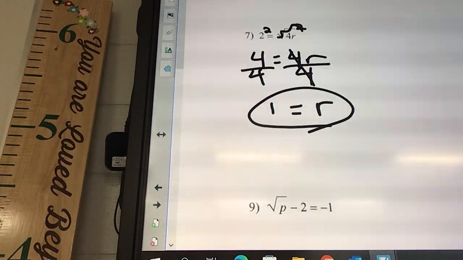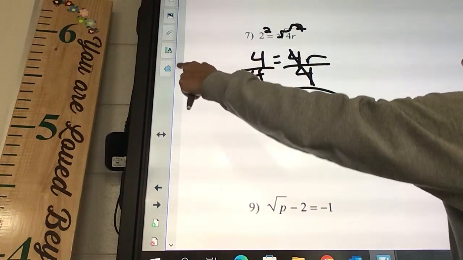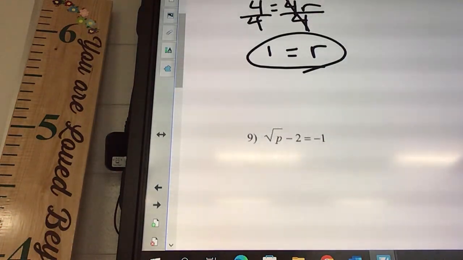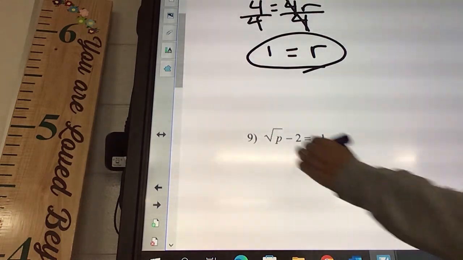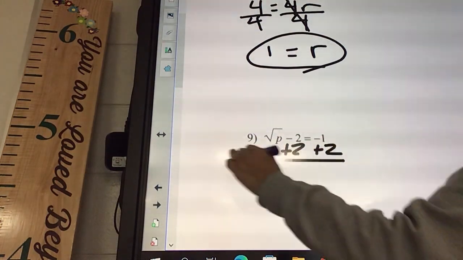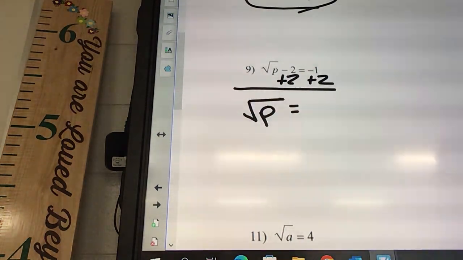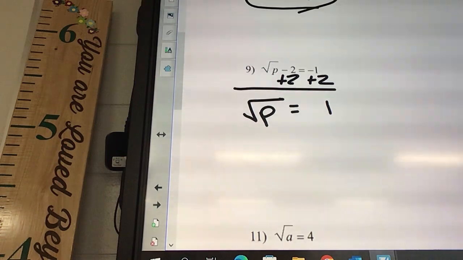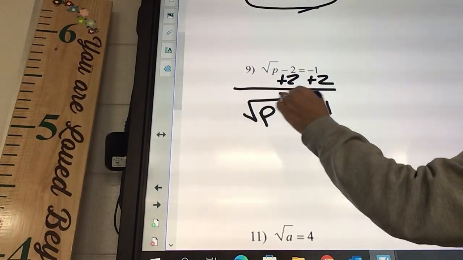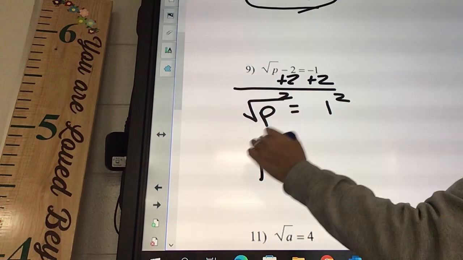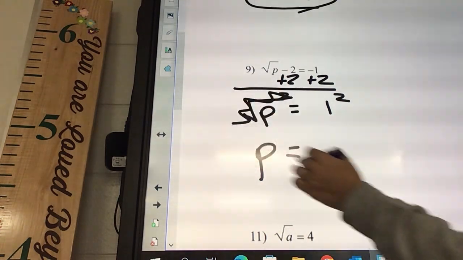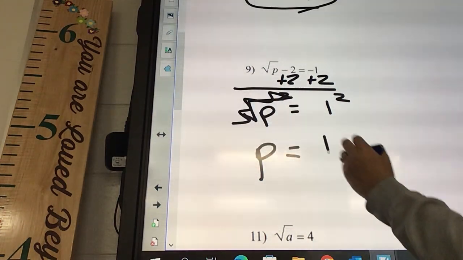Okay, 9. What needs done first? Plus 2, plus 2 on both sides. Okay, so we're gonna get a square root of p equals, what is negative 1 plus 2? Just positive 1. Okay, then what? Squared. We're gonna go ahead and square both sides. Okay, so we're left with p equals, what is 1 squared? 1.